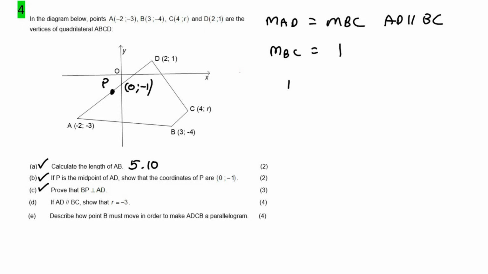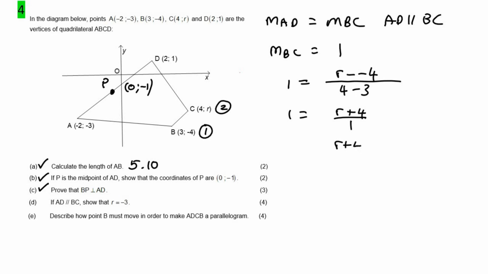And so we can now say 1 equals, now we can use the gradient formula between B and C. I'll use this as 0.2 and this as 0.1. And so that is going to give us R minus 4 over 4 minus 3. And let's just simplify that a bit. That'll become R plus 4. 4 minus 3 is 1. And so we're going to end up with R plus 4 equals 1. And so R is minus 3.